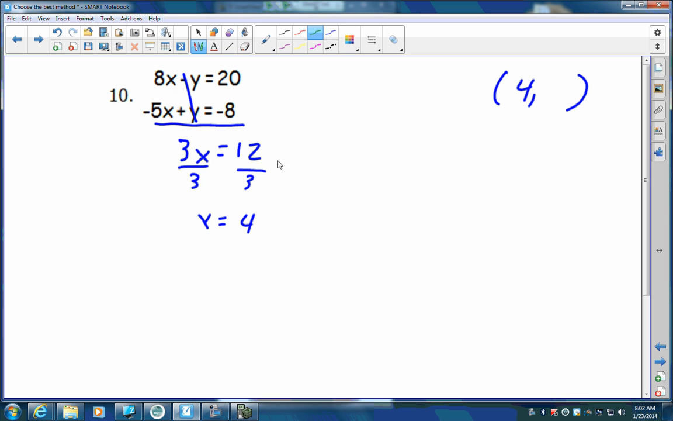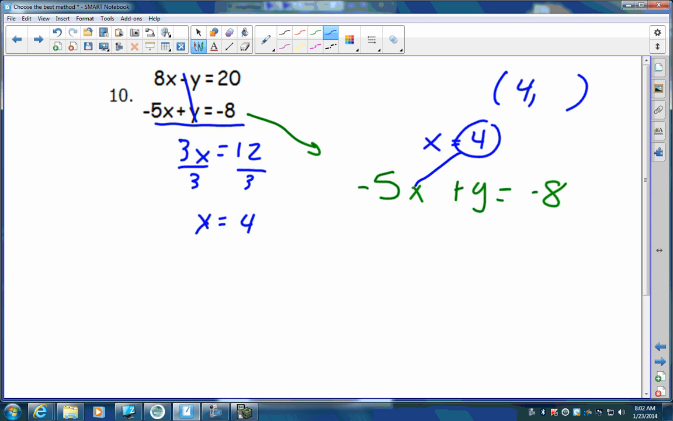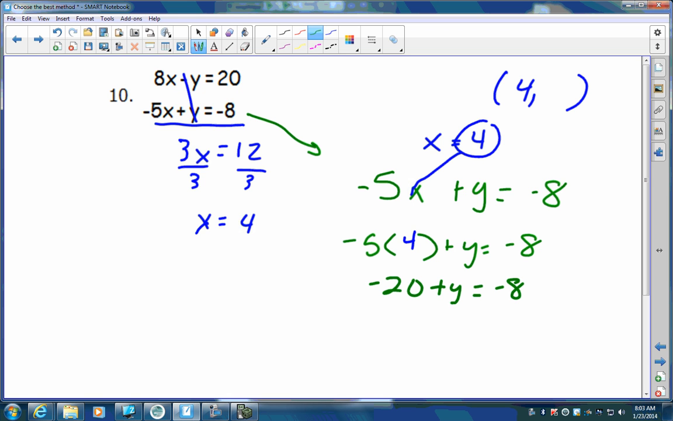Choose one of the two equations. I'm going to choose the bottom one. Negative 5x plus y equals negative 8. A lot of people, if they're messing up on it, they're not writing down the right problems, or they're missing a negative sign. So you put 4 in here for x. You get negative 5 times 4 plus y equals negative 8. Negative 20 plus y equals negative 8. Add 20. Y equals 12. That's what you should have gotten for 10.